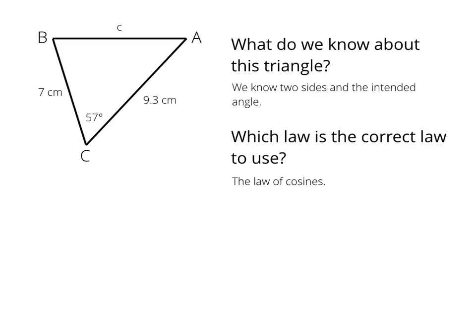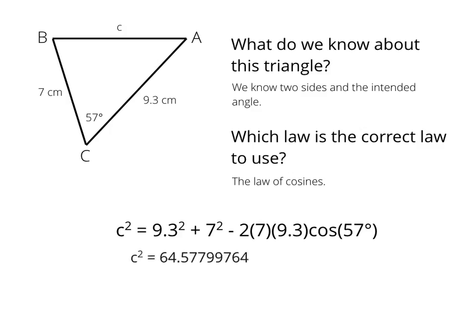So I want to solve for the little c, which is the opposite side to angle C. So I set up the equation in the following way. Little c squared equals 9.3 squared plus 7 squared minus 2 times 7 times 9.3 times the cosine of 57 degrees. C squared is 64.57. So C is equal to 8.03. To the nearest tenth, that would be 8. But that confirms what we already knew from beginning this lesson.